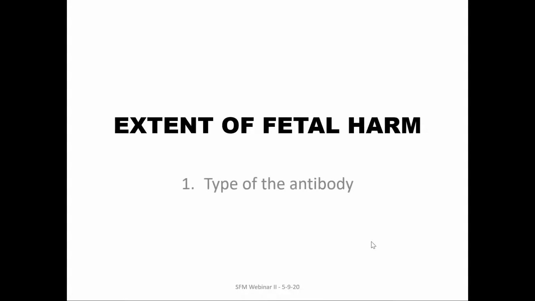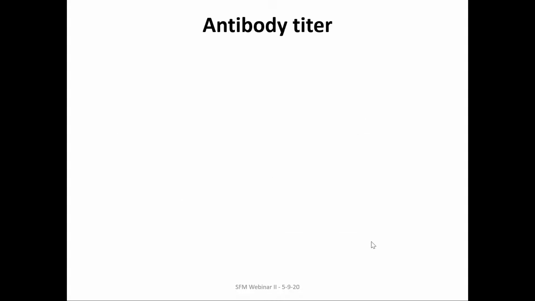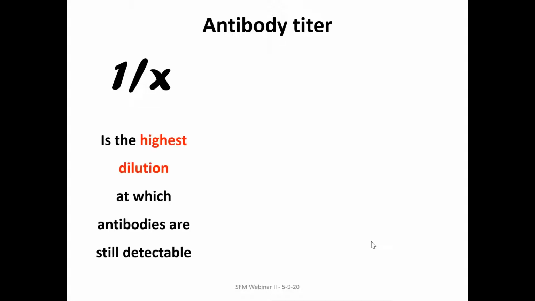Now, the extent of fetal harm would depend on the type of antibody, which is what we listened to so far in this lecture. It would also depend on the titer of the antibody, which is what we're going to discuss from now on. The antibody titer is always expressed as a fraction 1 in x and is defined as the highest dilution at which antibodies are still detectable in the serum sample after serial dilution.